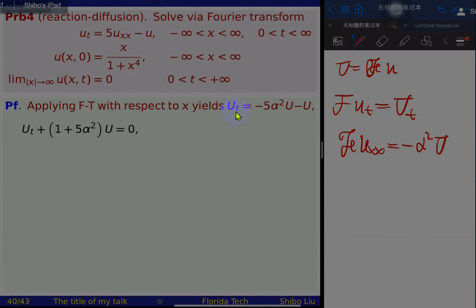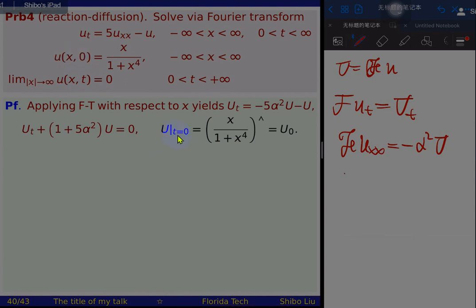So this is the ODE. We write this ODE in a better form. Now the initial condition should also be a Fourier transform. The Fourier transform of u(x,t) at t = 0 is simply capital U when t equals 0.